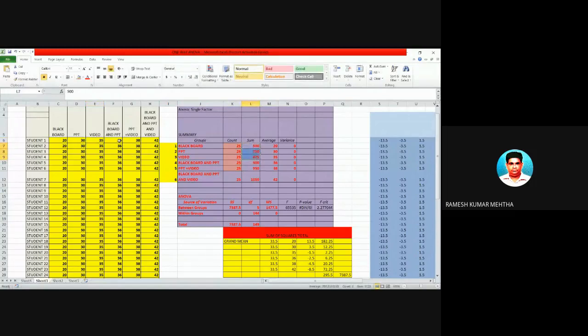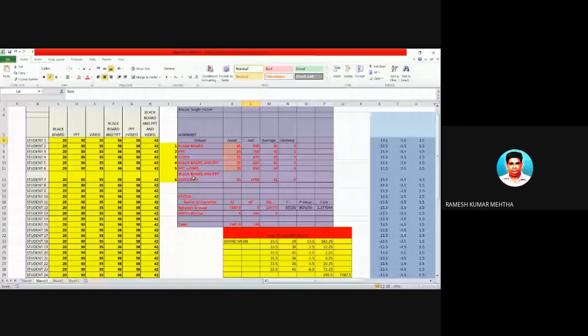Now in the fourth case, when the Blackboard method of teaching and PPT method of teaching were adopted, each student secured 36 marks. And how many students were there? 25 students were there. So 36 into 25, 900 marks was the total. That is the sum. Hope you understood this. Subsequently, for the PPT plus method, as well as the last method also, you can calculate on similar lines. So this part is now loud and clear. This is also clear to all of you.